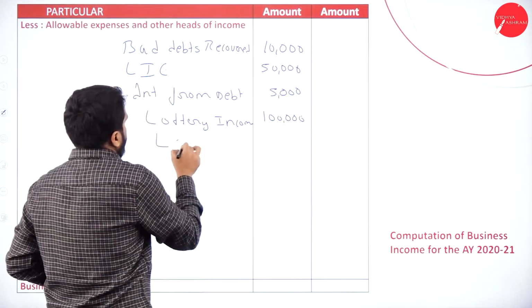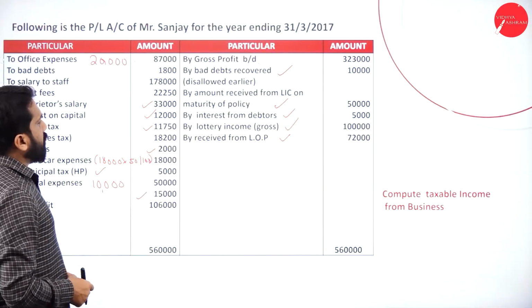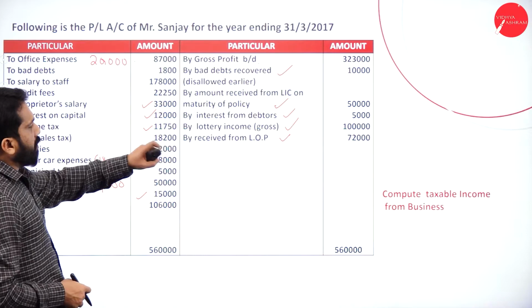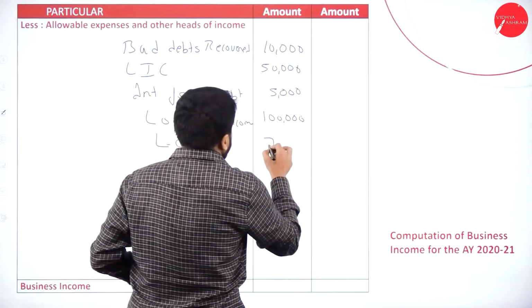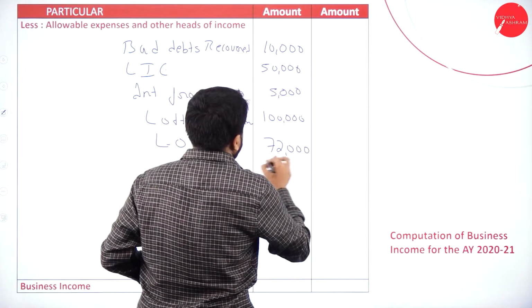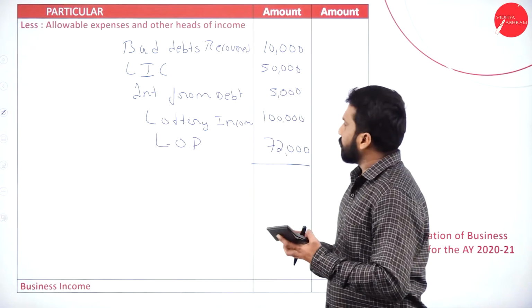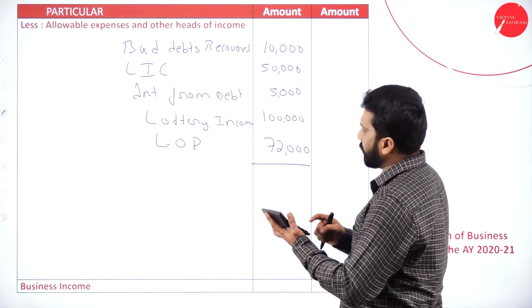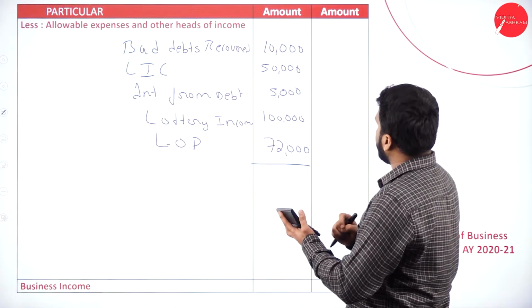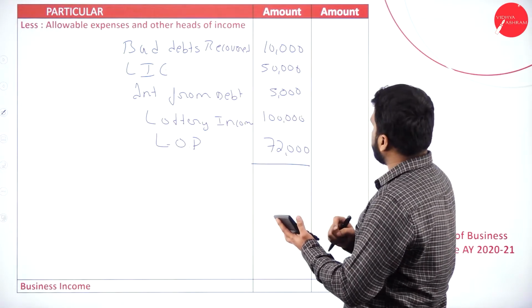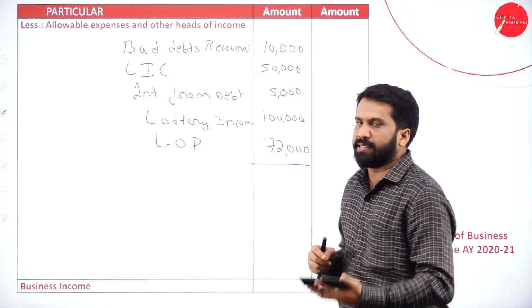Then LOP, let out property, income from house property. Received from LOP, let out property, it is 72,000. So these are the income or other head incomes we call. So we'll add everything, 10,000 plus 50,000 plus 5,000 plus 1 lakh plus 72,000. So I got 2,37,000.